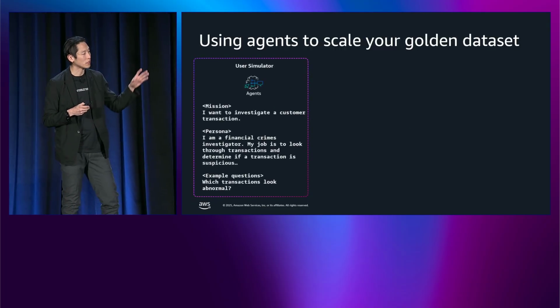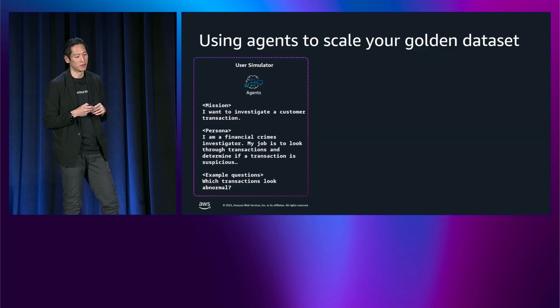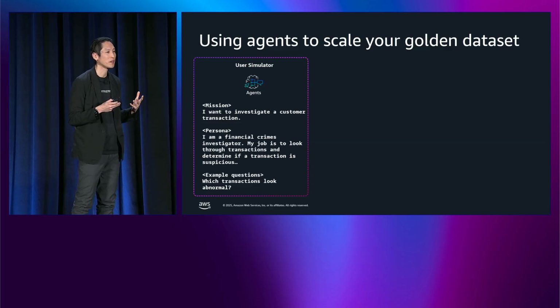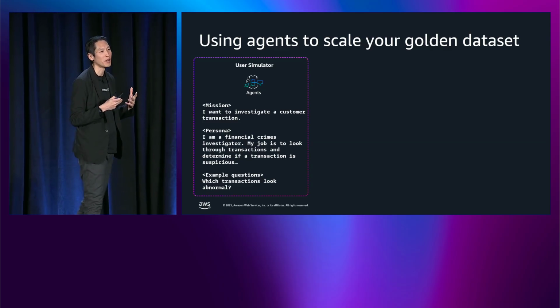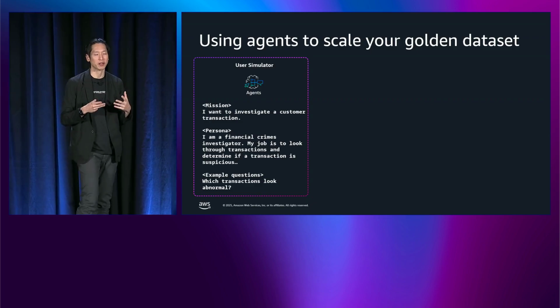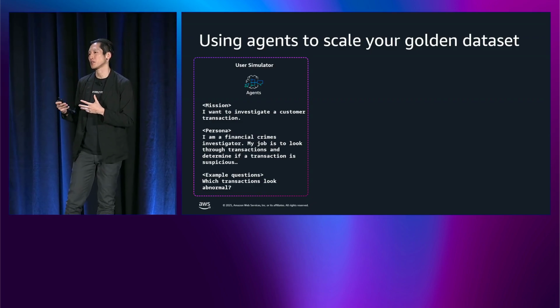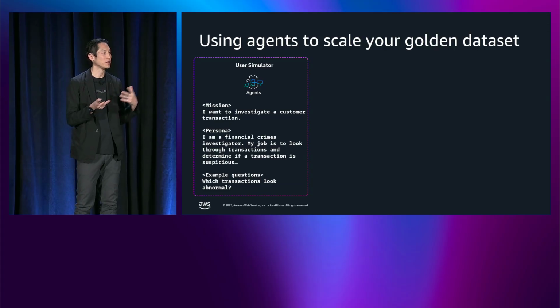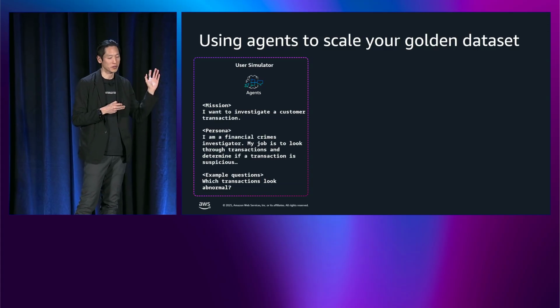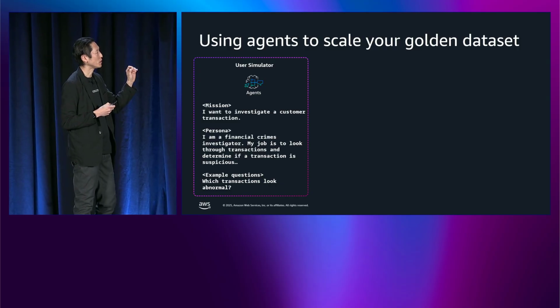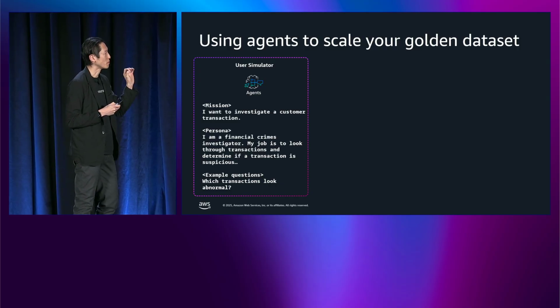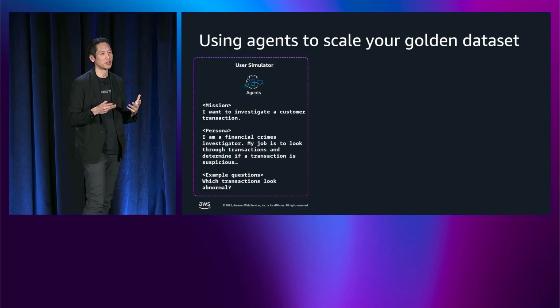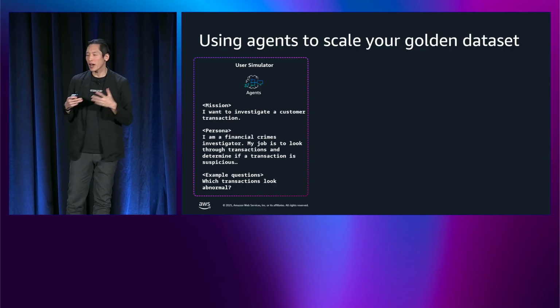We start with the first agent, right? This is the user simulator. And you can think of it as actually the KYC expert. He's doing the work to find out whether there's a particular financial crime or fraudulent activity associated with this particular transaction. You have a very descriptive mission for the agent and a persona, and then some example questions. Because the more descriptive you are with your agents, the more accurate they're going to be.